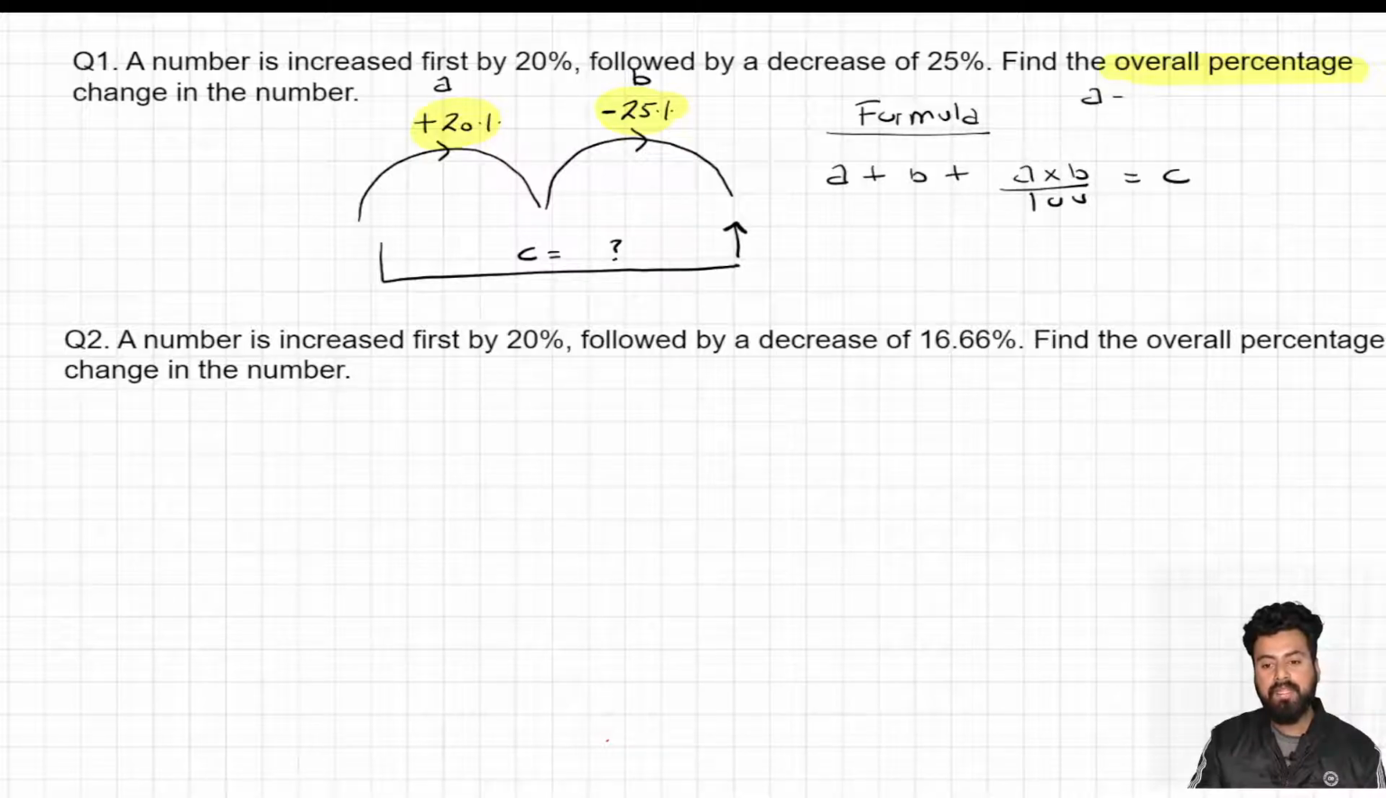The value of A, it's an increase of 20%. What's the value of B? It's a decrease of 25%. Let's plug in the value. Plus 20 minus 25. Now focus here.